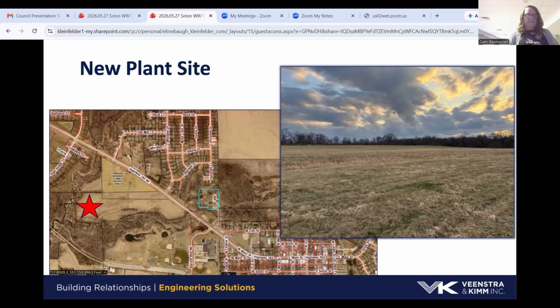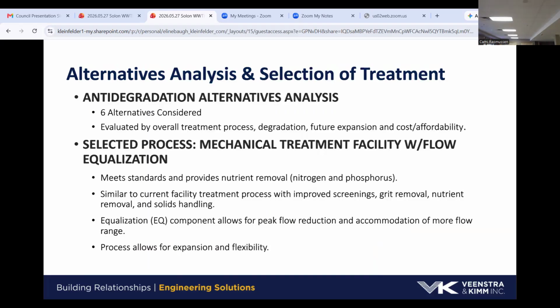So throughout that period where we looked at all those options, it probably took 2024 and a good chunk of 2025 to evaluate all of them, come up with costs, and then review that with the city council. So after doing that for about a year and a half or so, the process was selected finally, which was a mechanical treatment facility with flow equalization. That process was selected because it meets the standards and also provides nutrient removal, which was one of the key items as the plant expands.